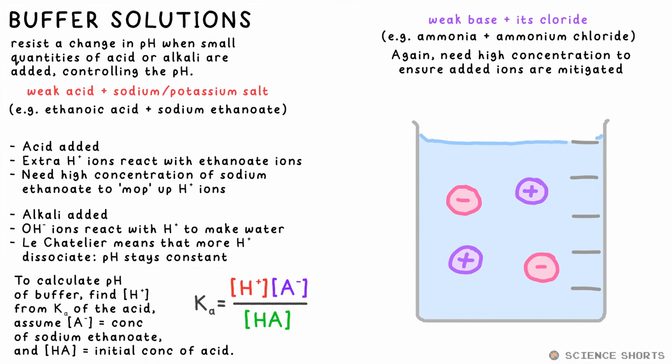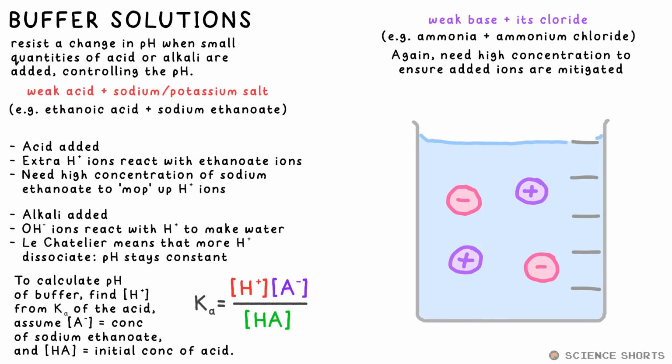To calculate the pH of an acidic buffer solution, we use the dissociation constant for the acid and say that's equal to the product of the concentrations of its ions, divided by the concentration of the acid. Rearrange to make H+ concentration the subject, then use this in our pH equation.